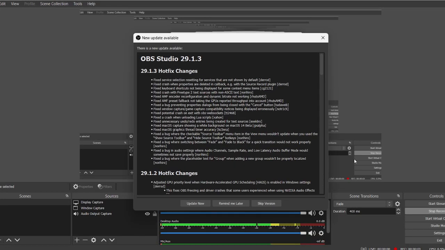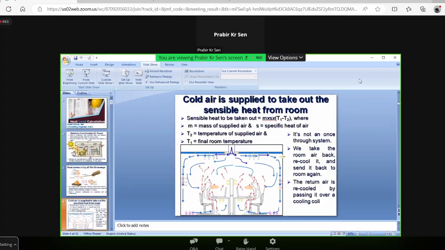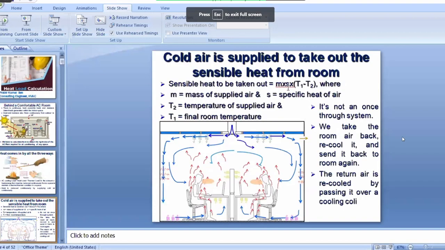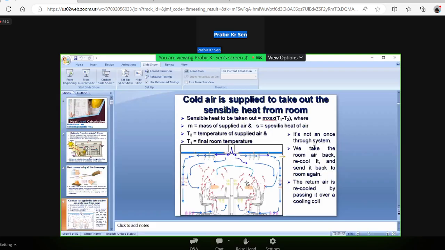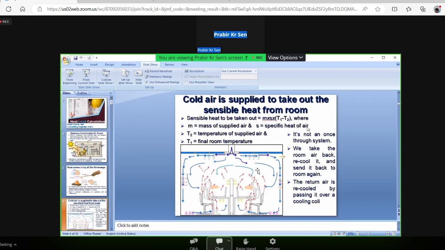It takes away only the sensible part of the heat. So sensible heat being taken out is equal to mass into specific heat of air. Mass means the mass of the air which is being supplied here, and this is the specific heat of the air, into T1 minus T2, where T2 is the temperature of the supplied air, which is less, and it's getting heated up, and T1 is the final room temperature, which is equal to the temperature of the air which is leaving the room.